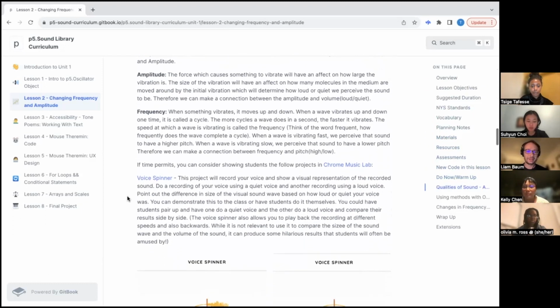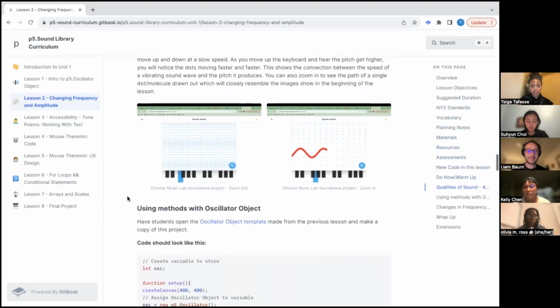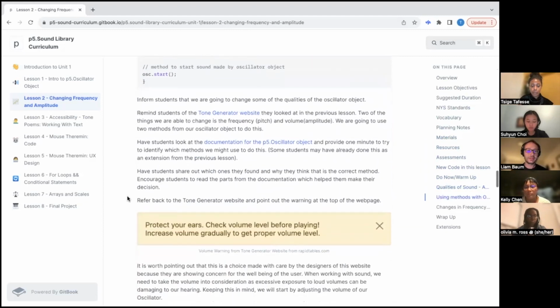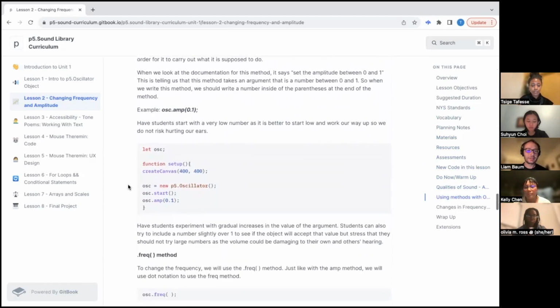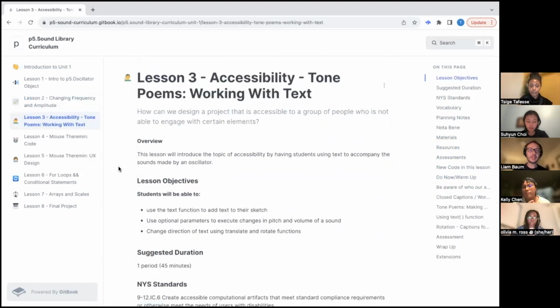So you can just continue to scroll. This is just to give an idea of what certain things might touch upon, but there's always code examples. So this is one of the lessons.